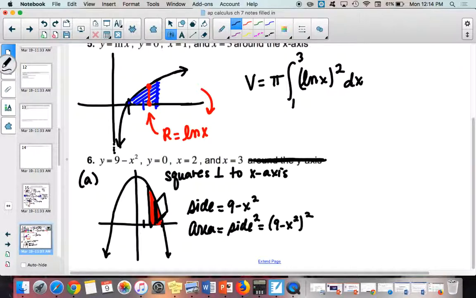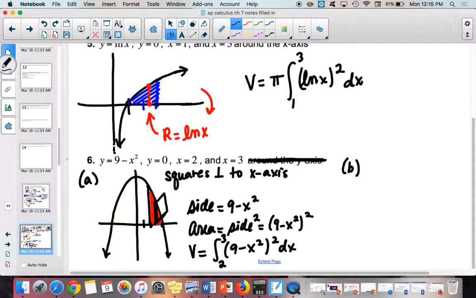And how do I get the volume? I integrate the area, right? That's what we were doing with those volumes of solids of revolution. We were finding the area of a circle, which is pi r squared, and we were integrating it, right? That's what we're doing here. So we're going to have 9 minus x squared squared dx going from an x value of 2 to 3. There's no pi. Why is there no pi? It's a square, which has an area of side squared. Not pi side squared, right? That's it.